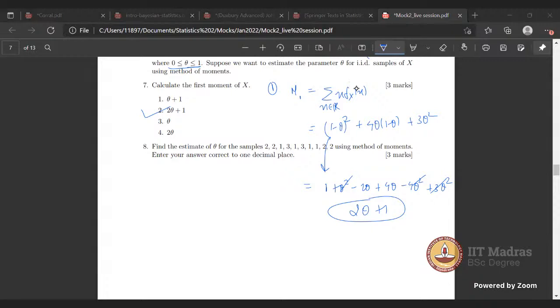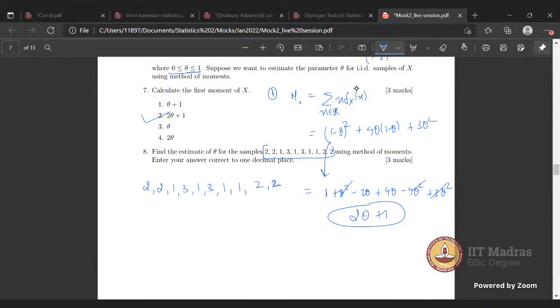Now we have a few samples here. That is, we have observed a few samples: 2, 2, 1, 3, 1, 3, 1, 1, 2, 2. If we have these samples, how do you find the estimate of theta? We know that this should be equivalent to the expected value. So let's see, how many times is 1 appearing? It is 1, 2, 3, and 4.